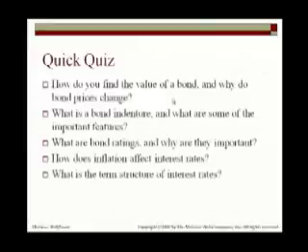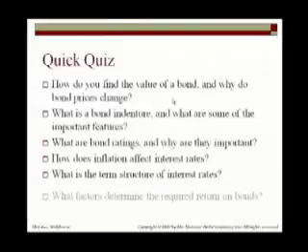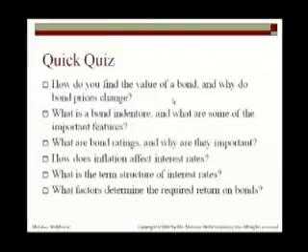And what's the term structure of interest rates? Simply put, you control for everything else. You control for the risk, the coupon rate, and you just look at the relation between the time to maturity and the rate of return that you earn. And what factors determine the required return on bonds? Really, bonds can be affected by almost anything that affects the business of the company, the management of the company, can be affected by its competitors, can be affected by weather, can be affected by anything that affects interest rates, and that's almost everything. So many, many factors determine the required return on bonds. And that pretty much summarizes Chapter 5.